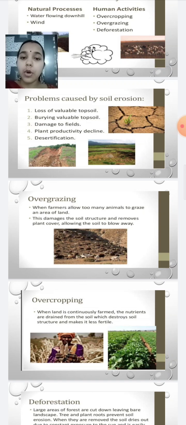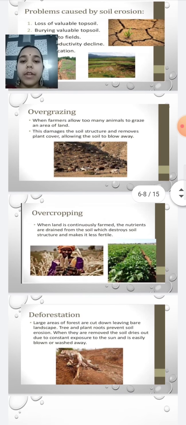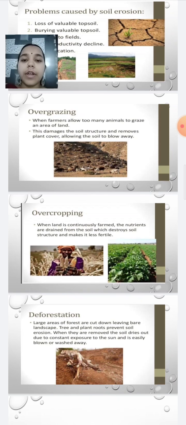Burying valuable topsoil, that is when the topsoil is buried by some other things due to the water or by the wind, then again soil erosion occurs. Next is damage to fields. Then plant productivity declines and desertification. So these all are the problems which are caused by soil erosion. Now we will see the meaning of overgrazing.